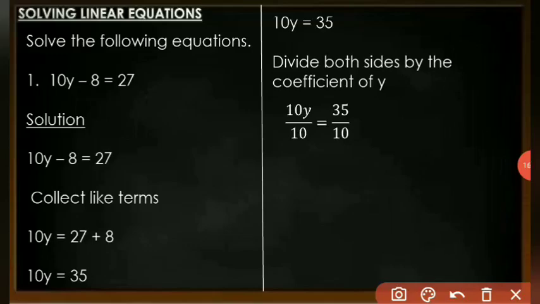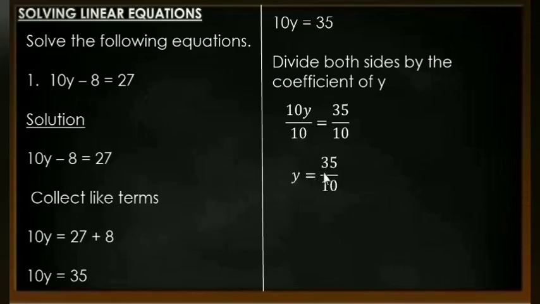So what will happen is that this 10 here would cancel this 10. So 10 in 10 is 1, 10 in 10 is 1, okay? While this 10 here would cancel this 35, okay? So we'll end up having, since 10 has cancelled 10, y equals 35 over 10. That is what is left, right?